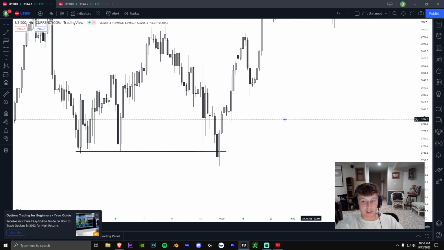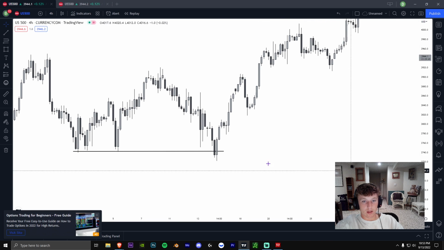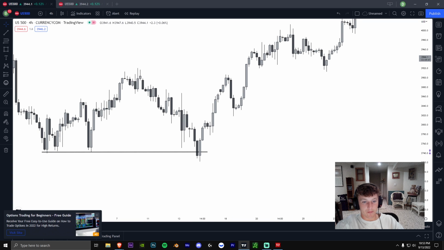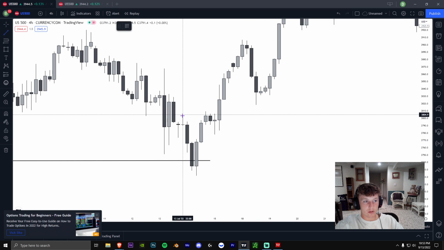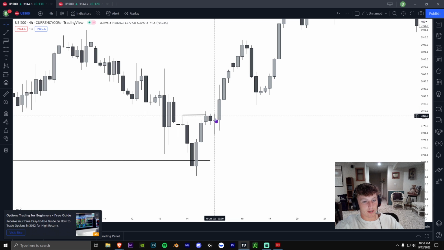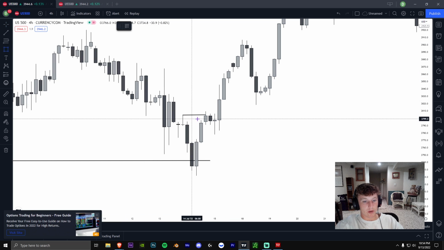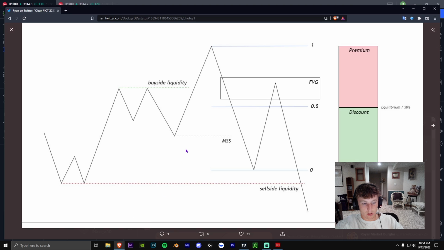So we get the retrace, and as you can see, we get a small market structure shift. Do you see how this wick is very obvious? We actually wick above that. It doesn't matter if the candle closes over or not. We just need to go above it. We get that, and that would be your MSS. So let me just show you. That'd be your MSS right here, and this is actually the buy model.